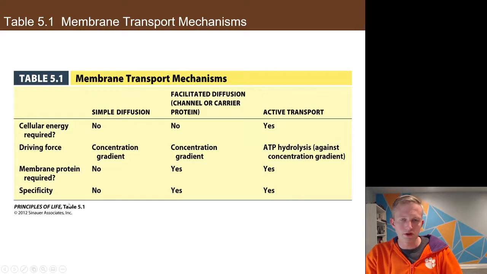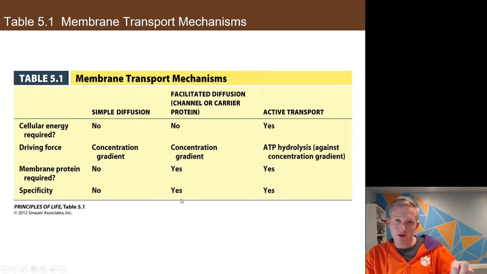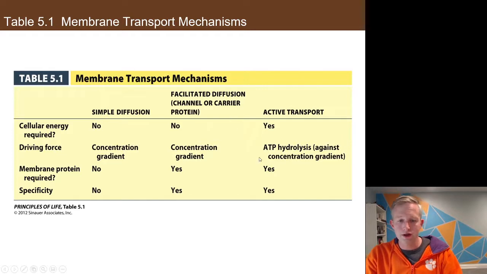And simple diffusion is also not specific because facilitated diffusion has a particular shape of each protein, which grabs a very particular ion or molecule in order to deliver it across the membrane. Active transport, meanwhile, is also going to have that specificity because it's mediated by proteins, but it does require energy, and that's what is listed here, ATP hydrolysis.